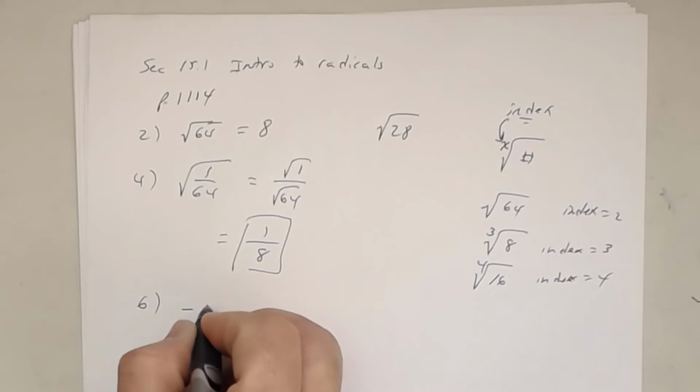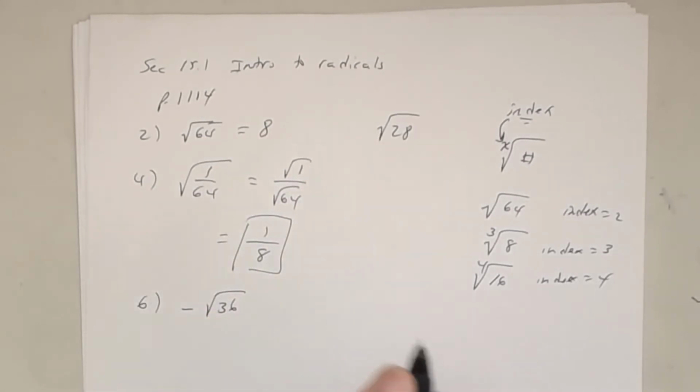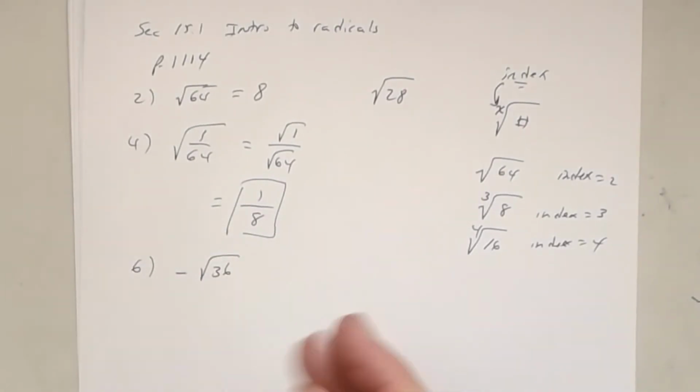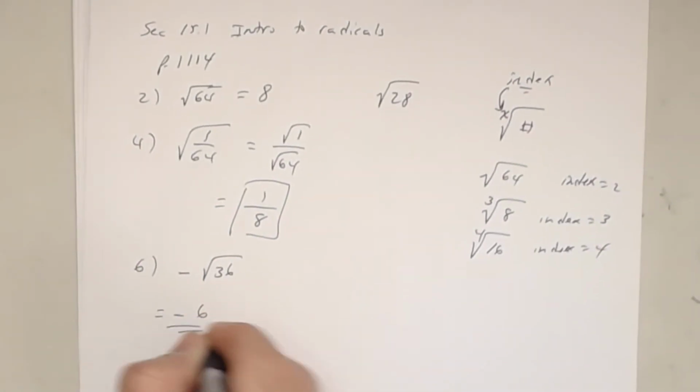Number 6, negative square root of 36. What's the square root of 36? 6. So what's negative square root of 36? Negative 6.